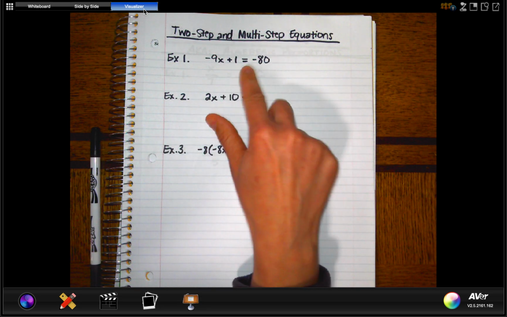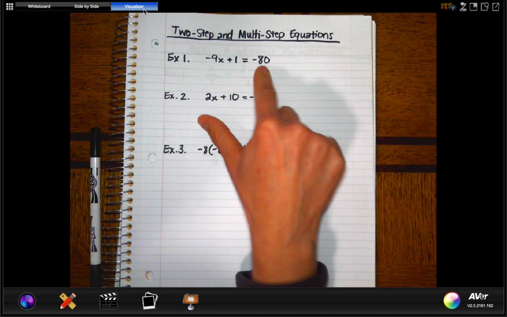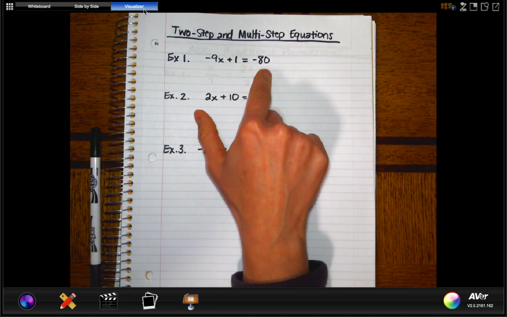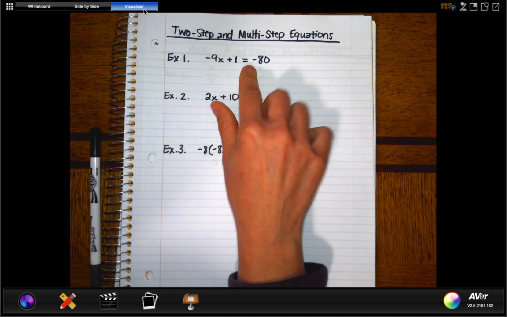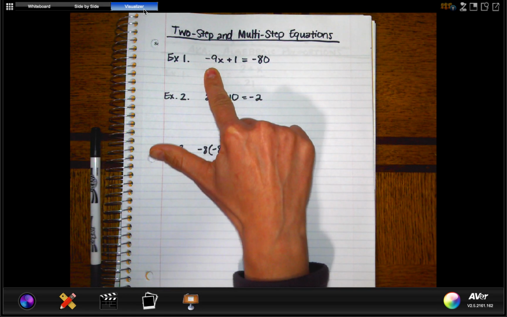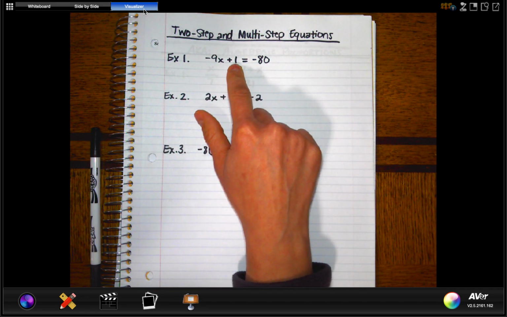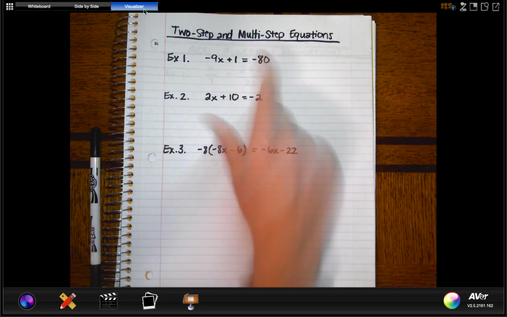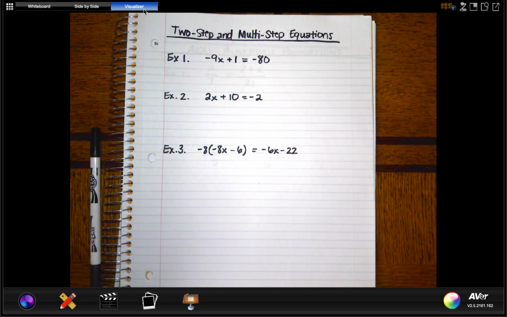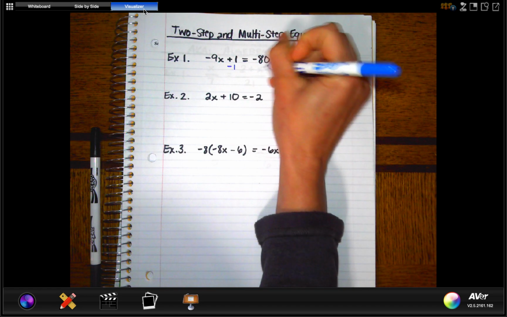So if this were the door and this were a room, negative 80 is already safe from that shooter. They're running down the hall to get help. 1 and negative 9 still need to make it to safety, but the 1 has a better chance of getting out because it's furthest from the shooter right now. Okay, and so we get things out by doing the opposite. So the way we're going to get that plus 1 out is to subtract 1 from both sides.